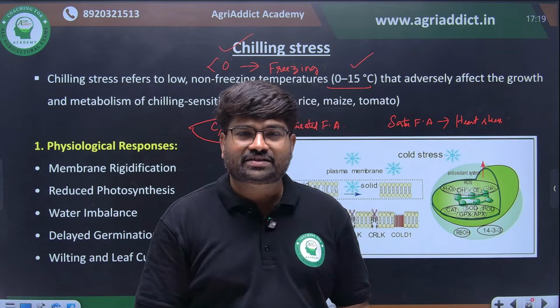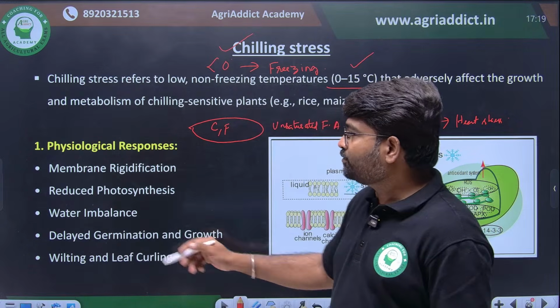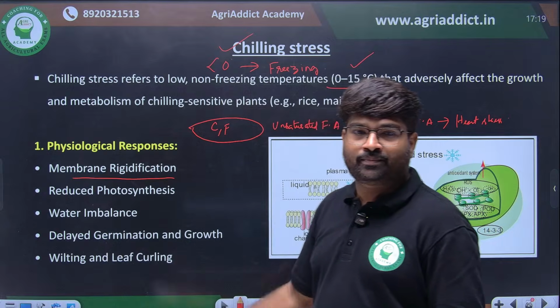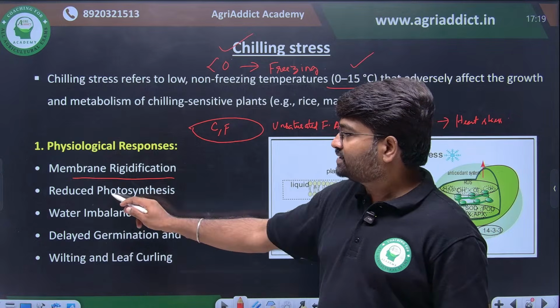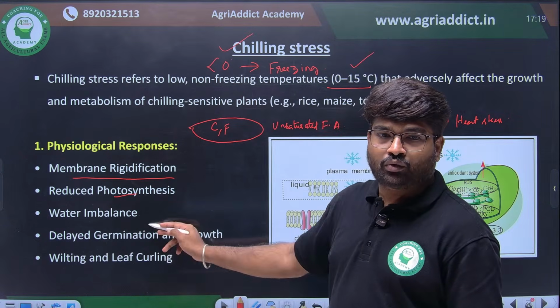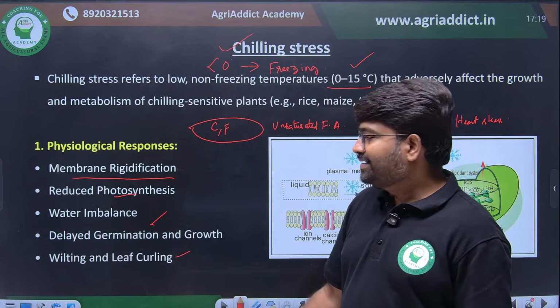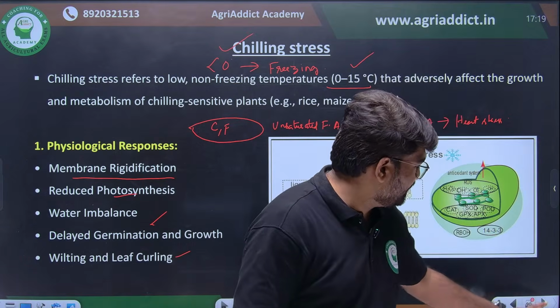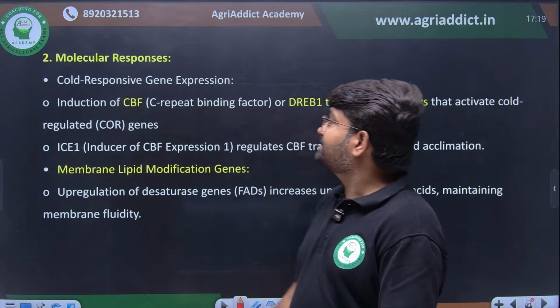The physiological response is very easy. Membrane rigidification will be there because of chilling. Photosynthesis activity will be reduced. Water imbalance will be there. Wilting and leaf curling will be there. These are the major physiological functions.